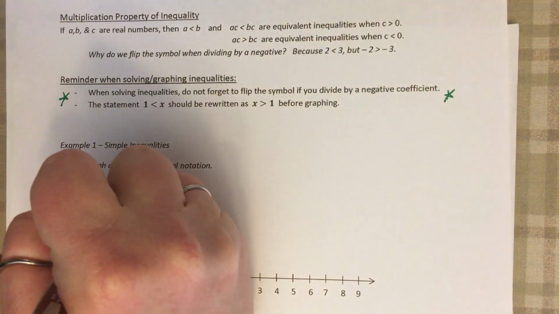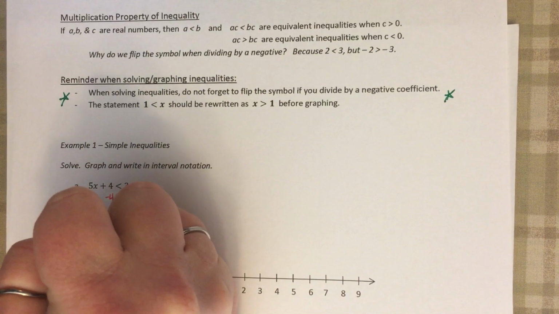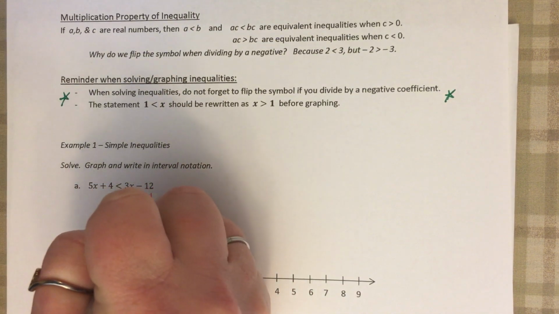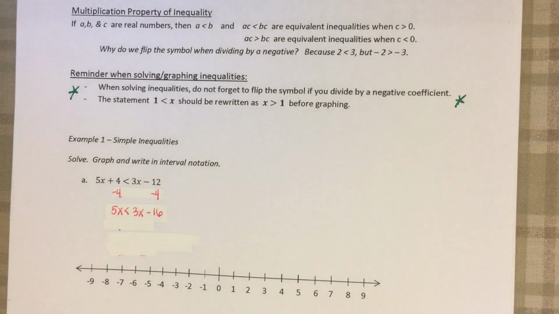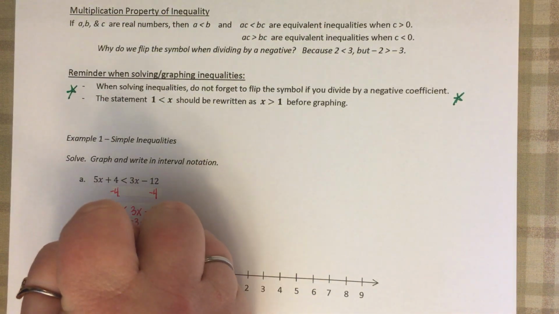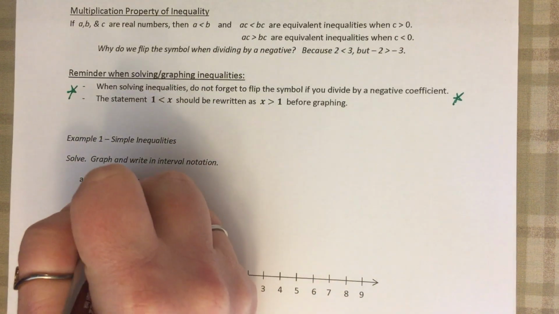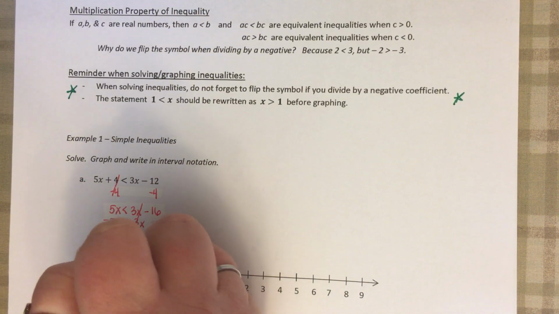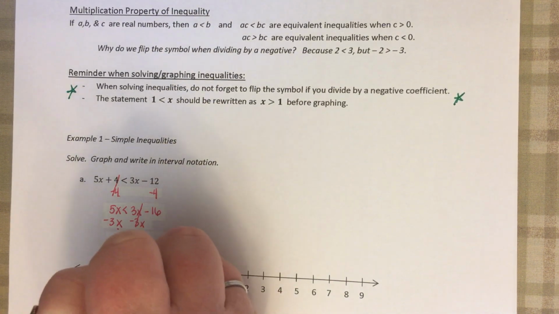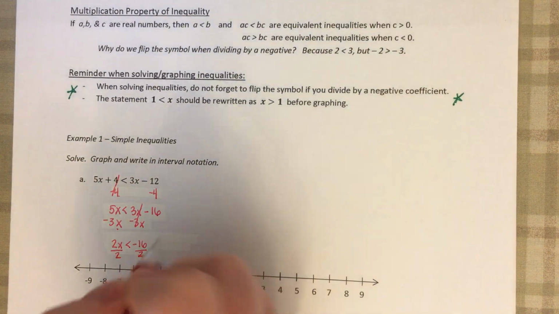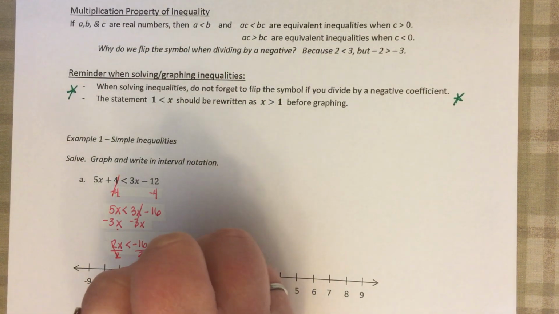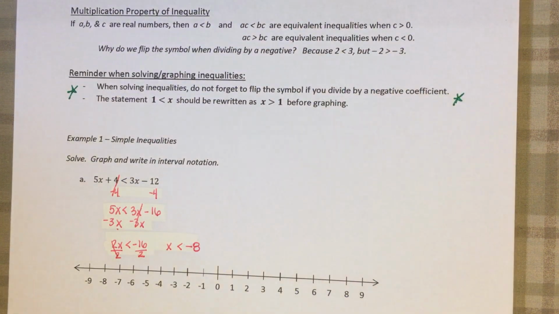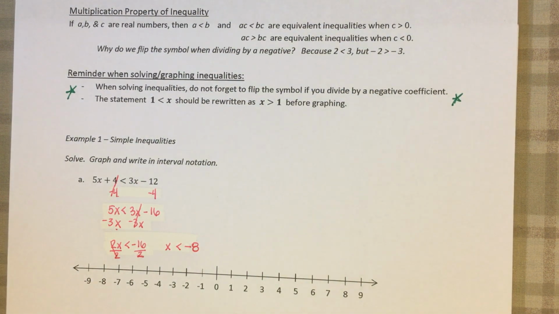Okay, so we still start by subtracting 4 from both sides. And we should have 5x is less than 3x minus 16. There we go. All right, now we're going to subtract 3x from both sides. The 3x's cancel. We have 2x is less than negative 16. Divide by 2. The 2's cancel. x is less than negative 8. We don't have to change our symbol because we divided by a positive number. We divided by a positive 2.